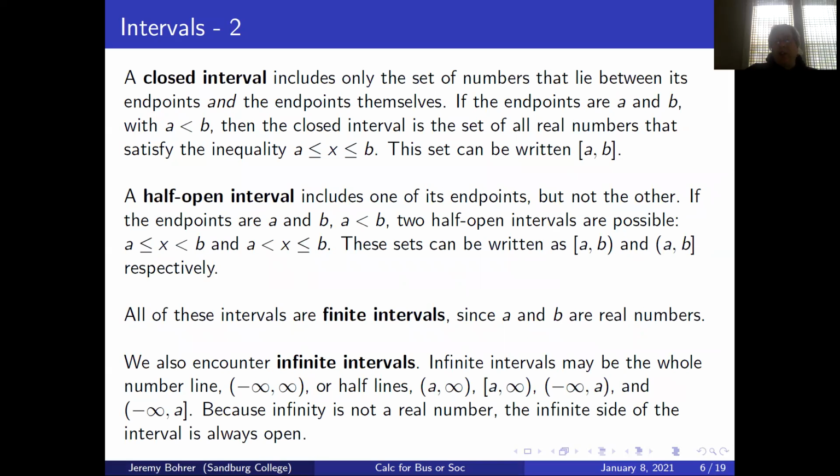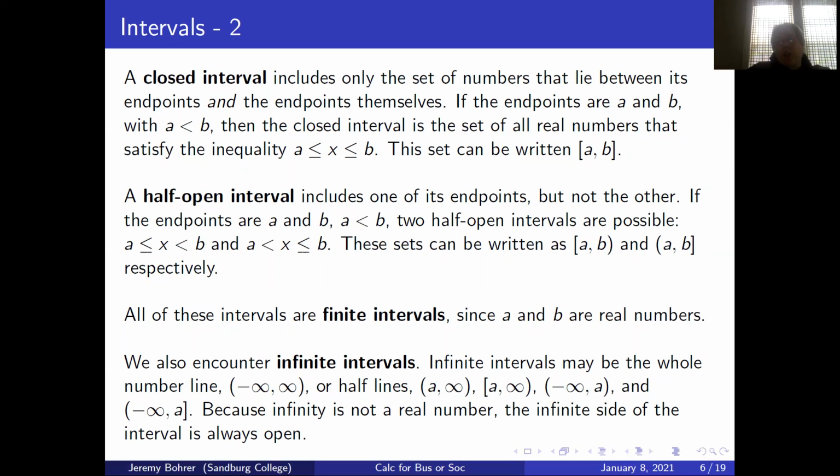A closed interval includes only the set of numbers that lie between its endpoints and the endpoints themselves. If the endpoints are A and B with A less than B, then the closed interval is the set of all real numbers that satisfy the inequality A is less than or equal to X is less than or equal to B. This set can be written as [A, B] in brackets instead of in parentheses.